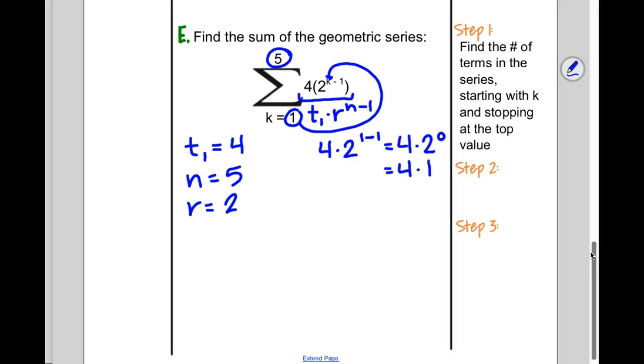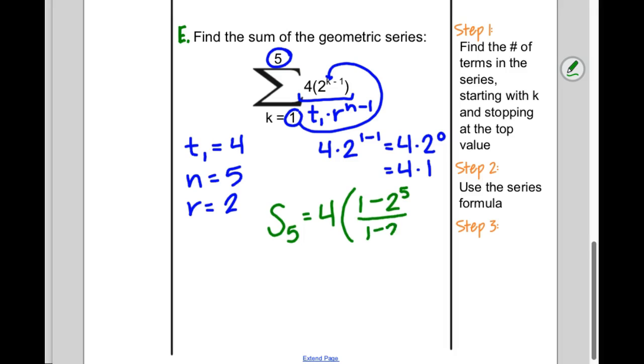So, we could then put in term 2 to guarantee that R, and we would get 2 minus 1, which is 1. 2 to the first is 2. 4 times 2 is 8. Therefore, our ratio is 2. So now that we've got that, we use the series formula. We go back to that. So we want the sum of the first n terms, that is 5, is equal to term 1, which is 4, times 1 minus our ratio of 2 to the n power over 1 minus 2.